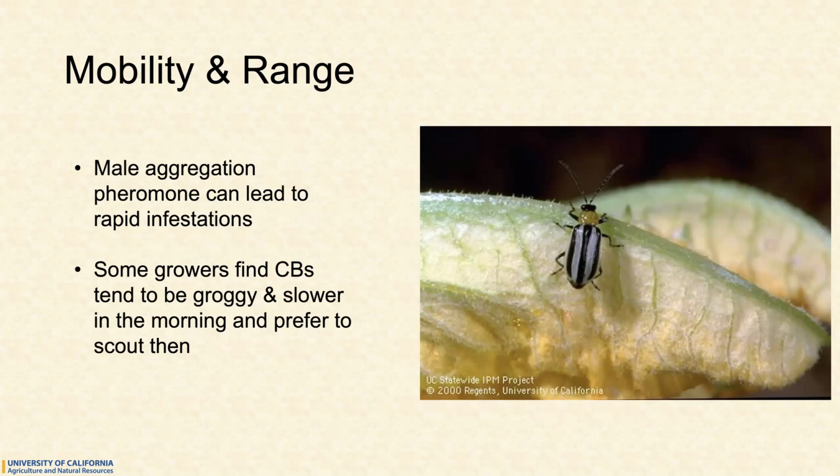Some growers find cucumber beetles tend to be groggy and slower in the morning, though, and so they prefer to scout or look for cucumber beetles then. So time of day might be interesting to look at this year as you're making observations. Maybe they're a little bit slower in the morning because temperatures are a little bit cooler. That might be a good time to go look for them because they're a little bit less mobile.